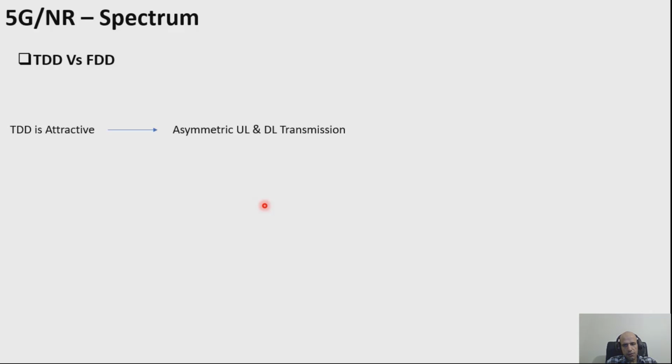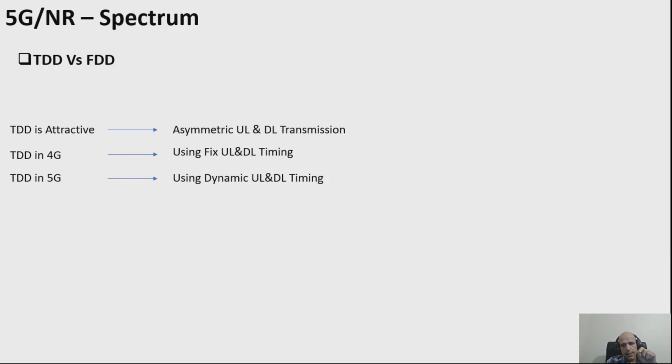TDD is attractive for systems where the data transfer is highly asymmetric because the ratio between the uplink and downlink transmission can be adjusted appropriately and the RF carrier remains fully utilized. 4G uses fixed uplink downlink timing for TDD. We can say the network is configured to use a specific uplink downlink subframe configuration, and once that configuration has been chosen, the timing of the uplink and downlink subframes is fixed.